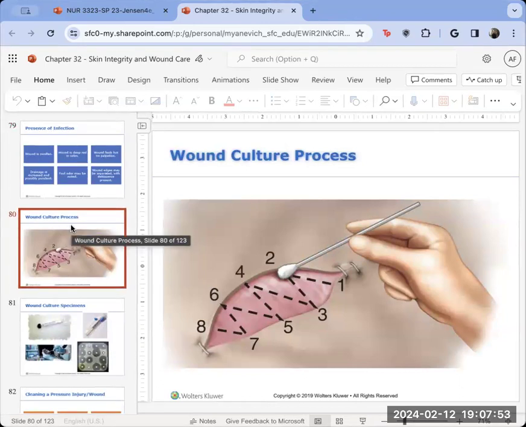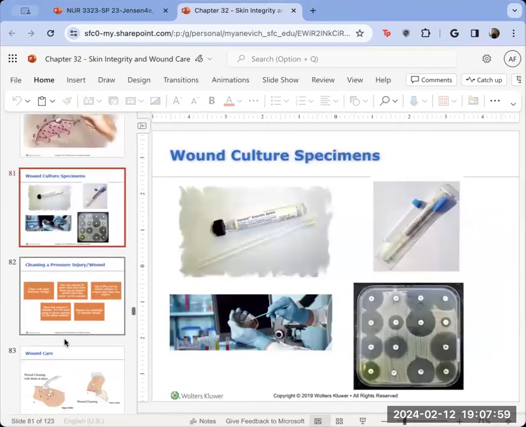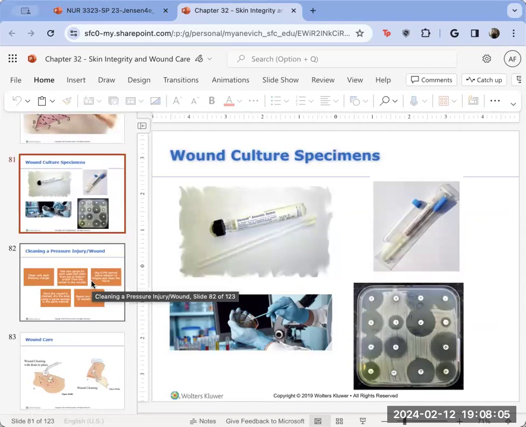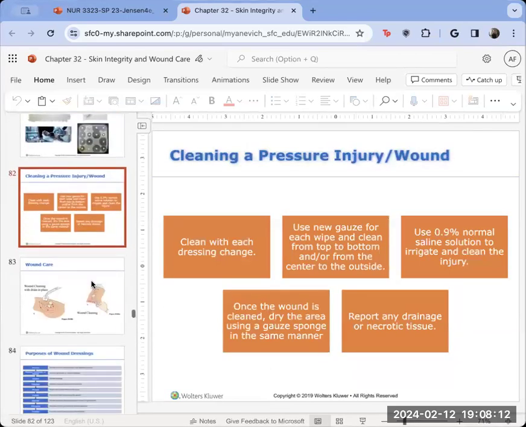I've never seen them ask about the process of it, just that if it's infected, you want to get a wound culture, right? So you can determine what sort of infection it is, if there is one. Especially if you're seeing that purulent yellow drainage, you're going to let the doctor know. They'll order a wound culture specimen so you can figure out what's going on in there.